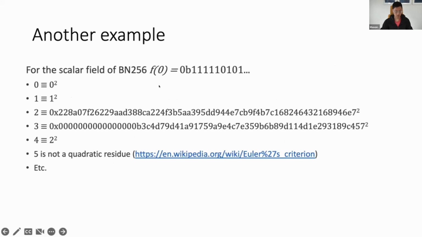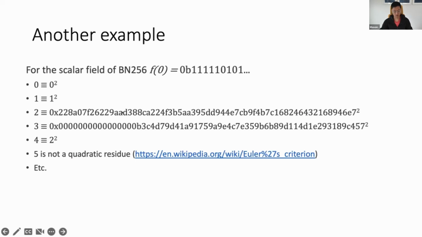Just as an example, for the scalar field of BN256, we want to compute what f of 0 is. It turns out to be this 64-bit number that starts with a bunch of ones, and the first 0 is in the 5th position. The reason is that 0 is a square, 1 is a square, 2 is, it turns out, the square of this number, 3 is the square of this number, and 4 is the square of 2. And then 5, it turns out, is not a quadratic residue.